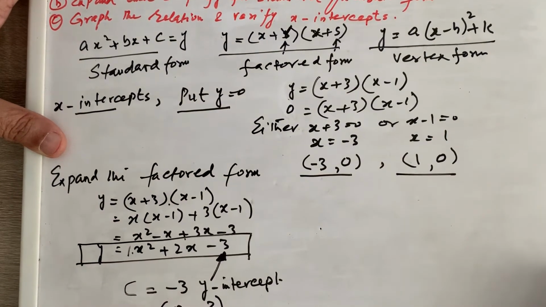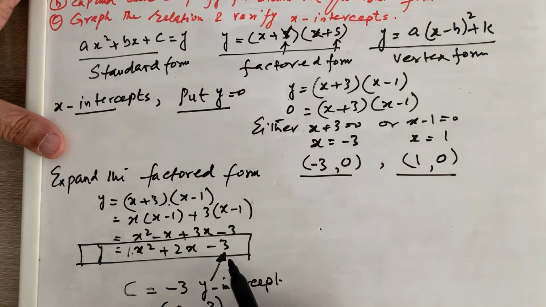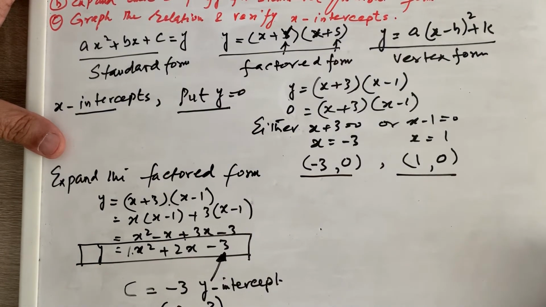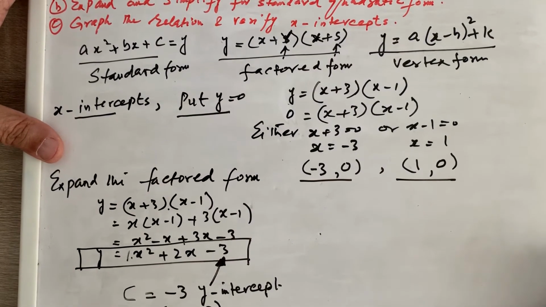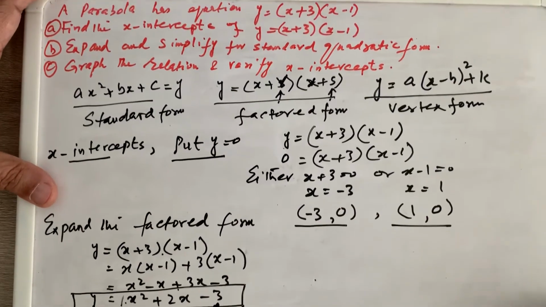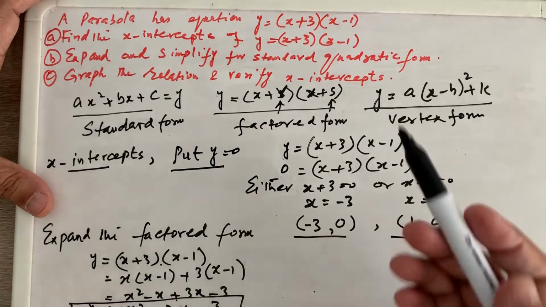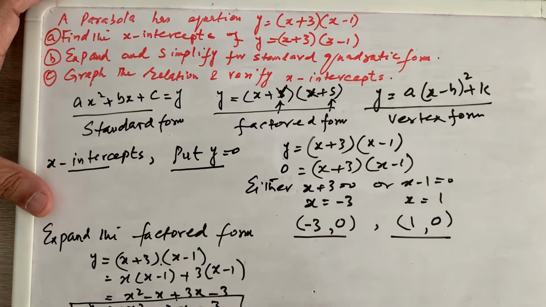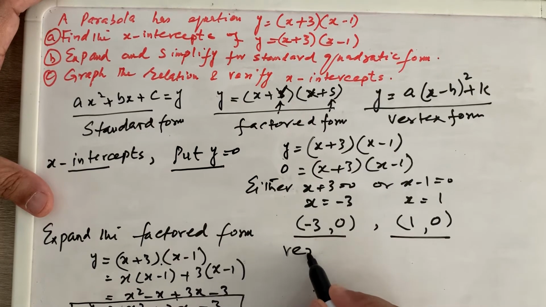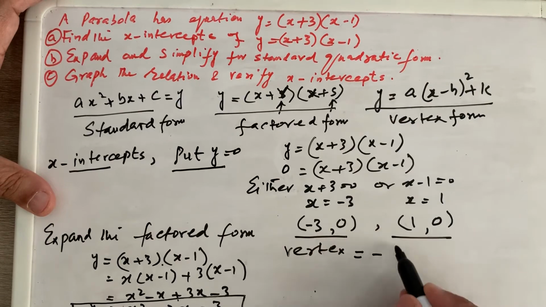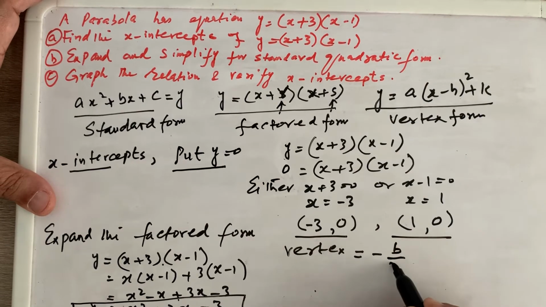Remember, what is y-intercept in my standard form? This c value is my y-intercept, right? So we have now another value. Now another thing which the student needs to know is how to find out vertex from the standard form or from the factored form. From the standard form, we can find out vertex of a parabola, and vertex x value is always equal to, remember this thing, minus b over 2a.